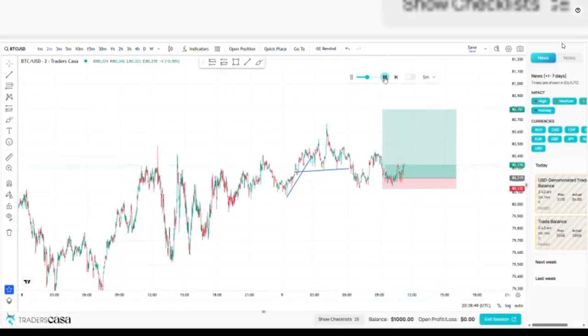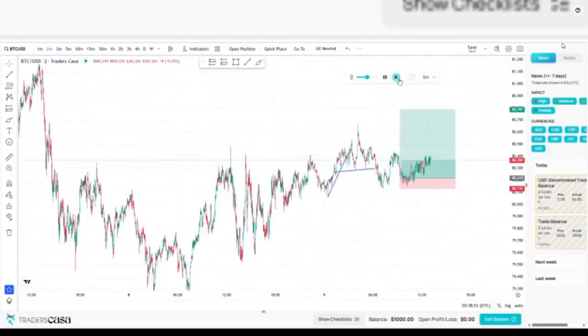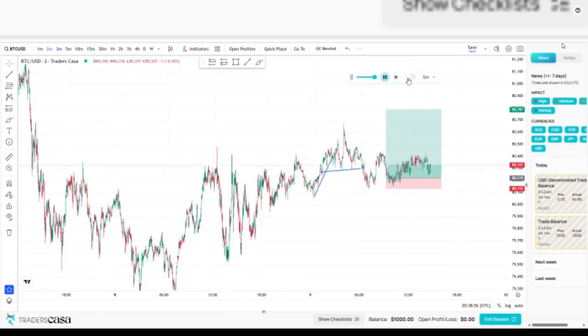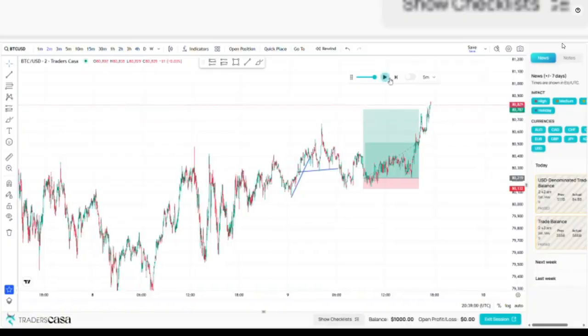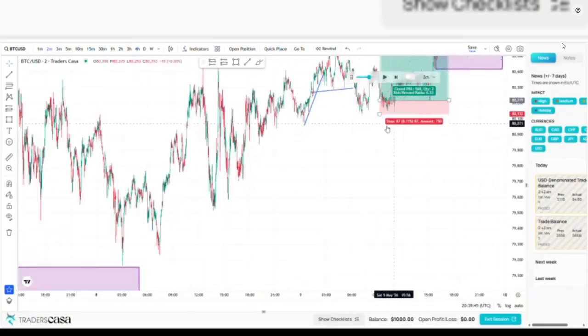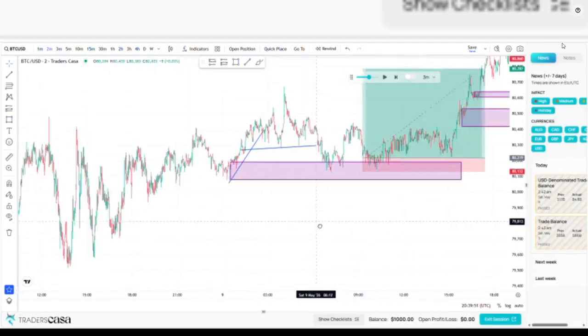Let's see what it does. Alright, 1-6. By the way, the POI that I was using on this trade, I don't think I showed you, but it was actually this one right here.